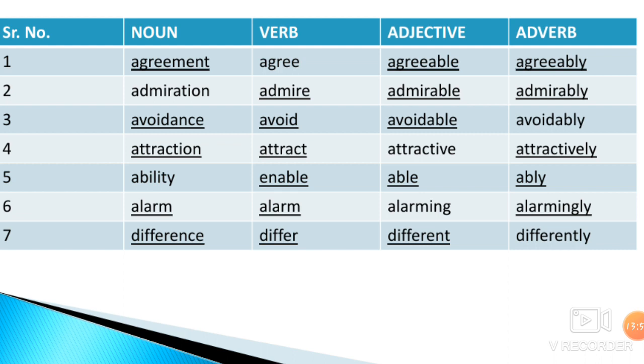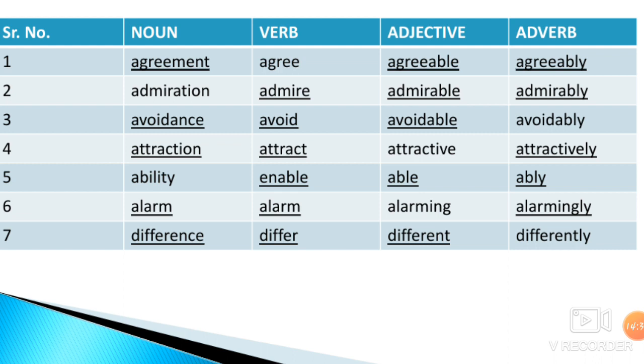The next example is showing you the adjective attractive. Attractive, its adverb is attractively. You are using this word many times, and the verb form is attract. You are getting attracted towards many things. Next, the noun form is attraction. We have attraction for many things again. The next example shows the noun form ability. Its verb is enable, its adjective is able, and the adverb is ably.